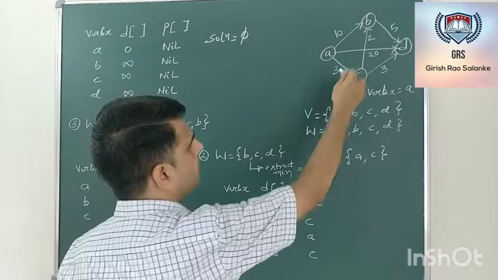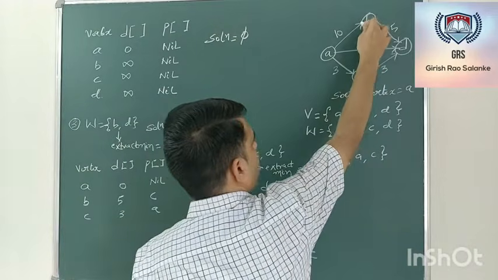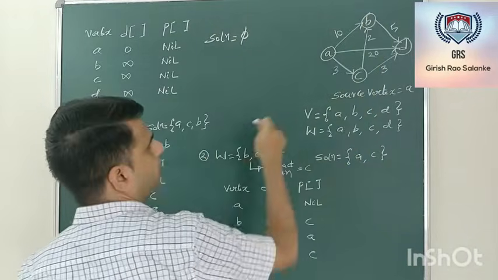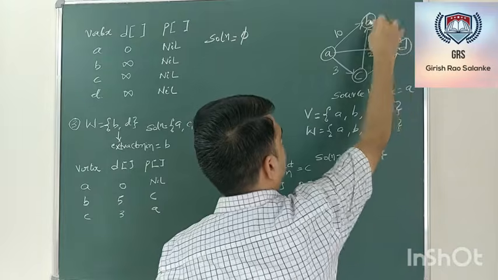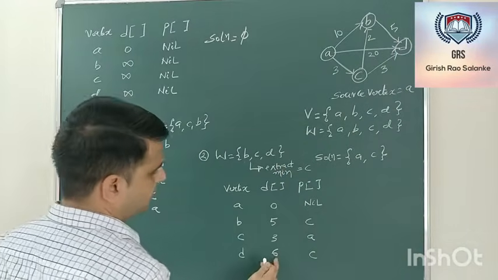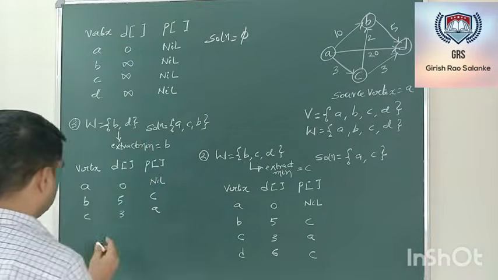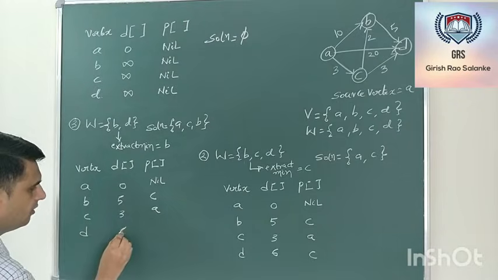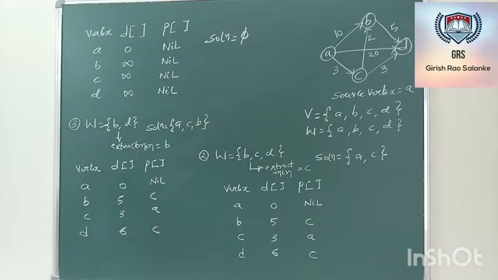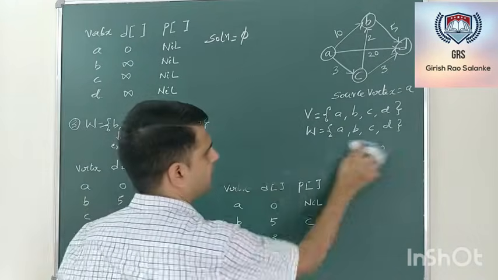Now from B, the shortest path to B is 5 kilometers. Is there a path to D? Yes. 5 plus 5 is 10. 10 and 6, which is less? 6 is less. So no update. D stays 6 with the parent node as C. This was about the third iteration.